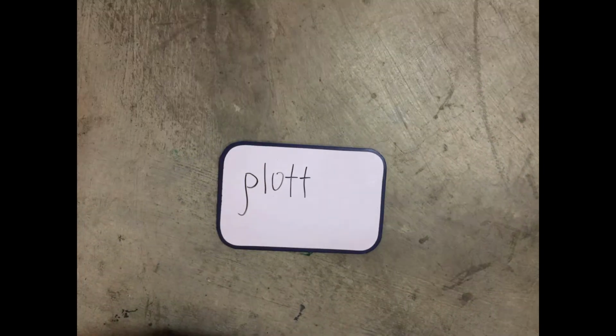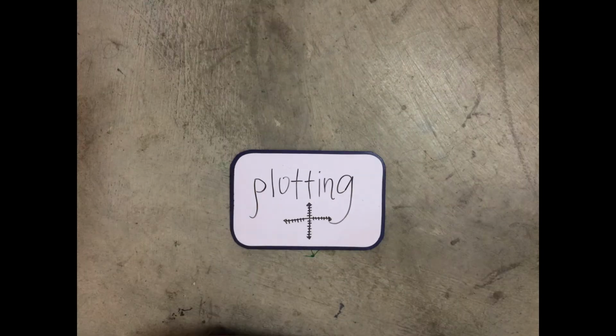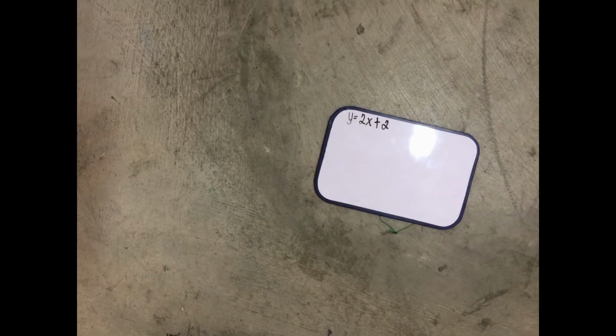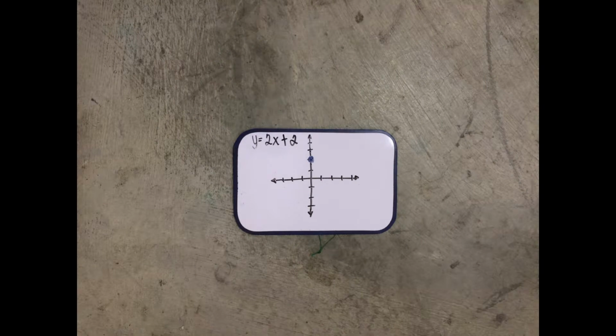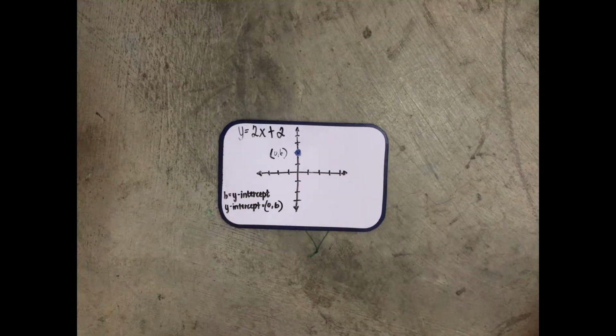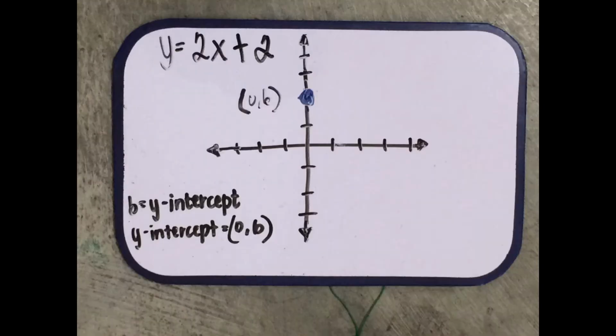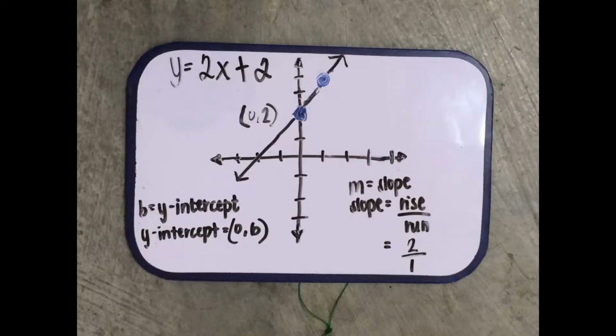Plotting. To plot this, you need to plot the point of your y-intercept, or b, since b is equal to 0. Then rise over run, using your slope to find the second point. And now you have a line.